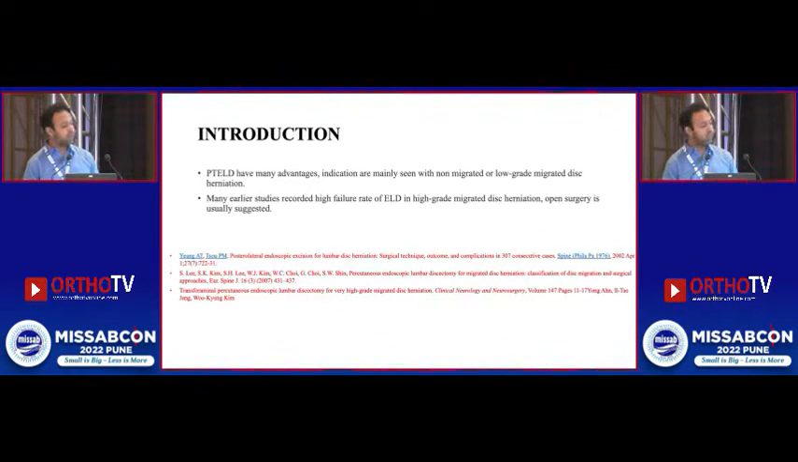So PTLD has many advantages, and it is mainly used in non-migrated and low-grade migrated disc herniations. But many earlier studies have recorded high failure rates in highly migrated disc herniation, and open surgery is generally suggested by them.